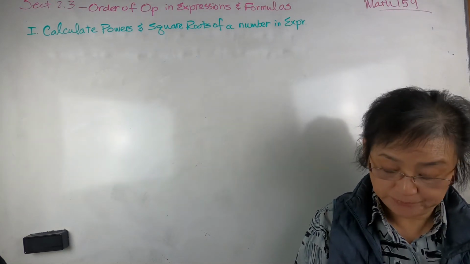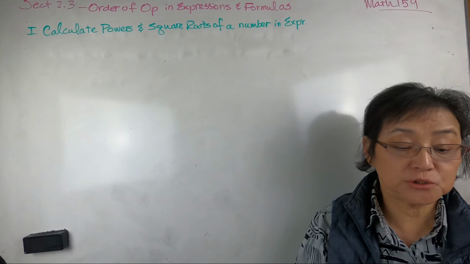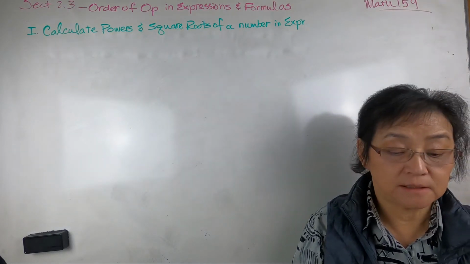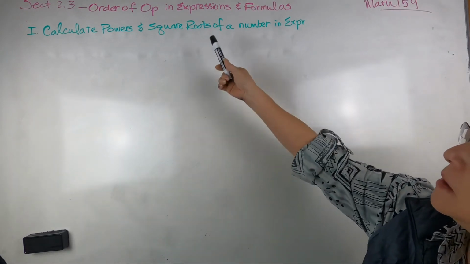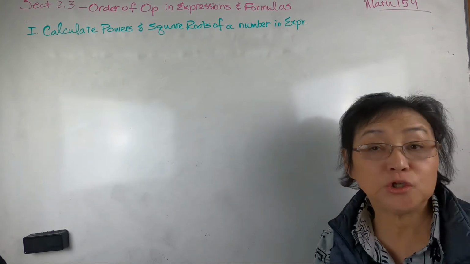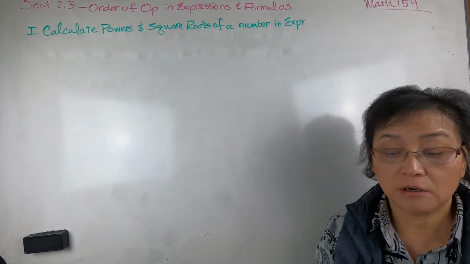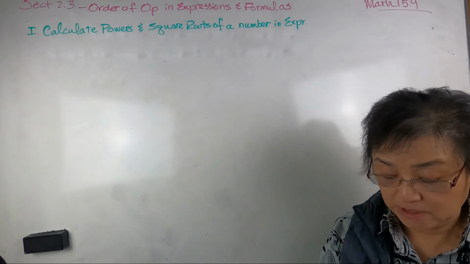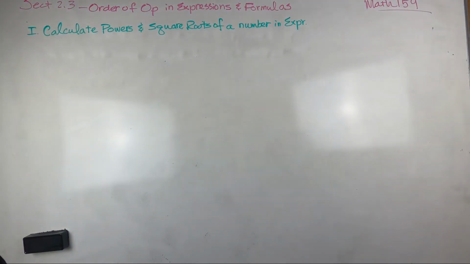Let's continue. We are on section 2.3, page 17. We are going to talk about expressions and formulas and using order of operations. Okay, look at your page 17 on the top. Calculate powers and square root of a number in an expression.